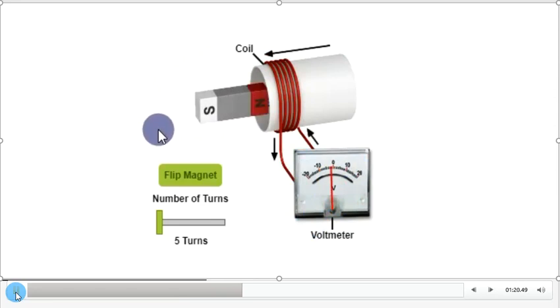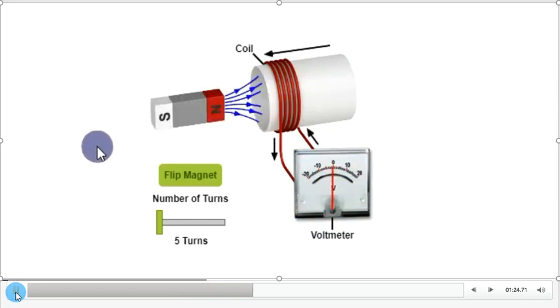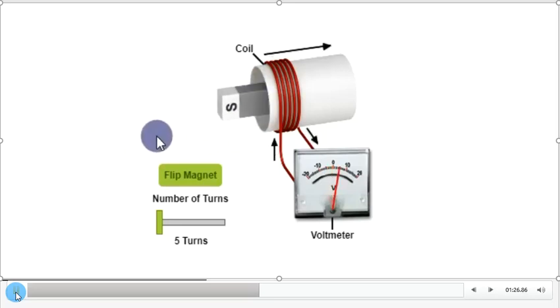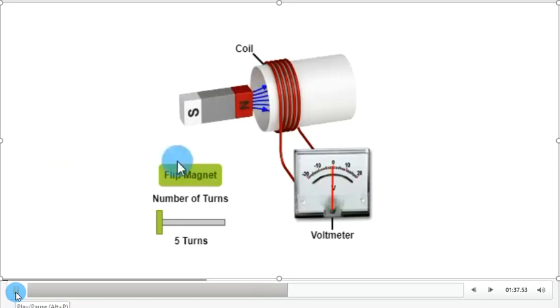When I take it towards and when I take it away, the direction is changing. And you can see that if I increase the speed of motion of the magnet, the voltage produced is also increasing. Now this time let me increase the number of turns of the coil.